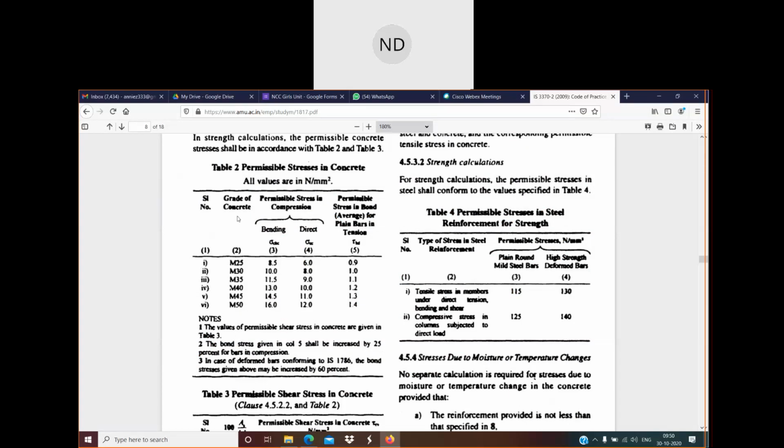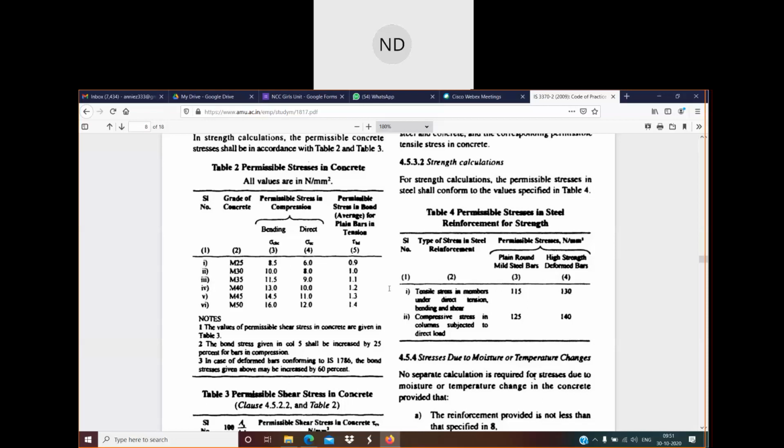Here we have taken the grade of concrete to be M30. So that is sigma cbc value. If you see, it is 10 here for bending, and for bending we will consider this. So M30 is 10, and sigma st, the permissible stress in steel, is given by 130. We are using high strength deformed bars, for tensile stress in members under direct tension, bending and shear.